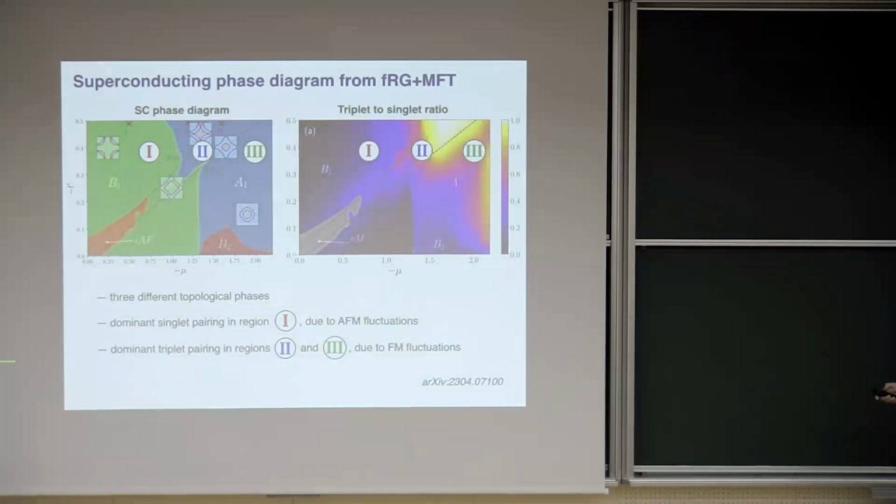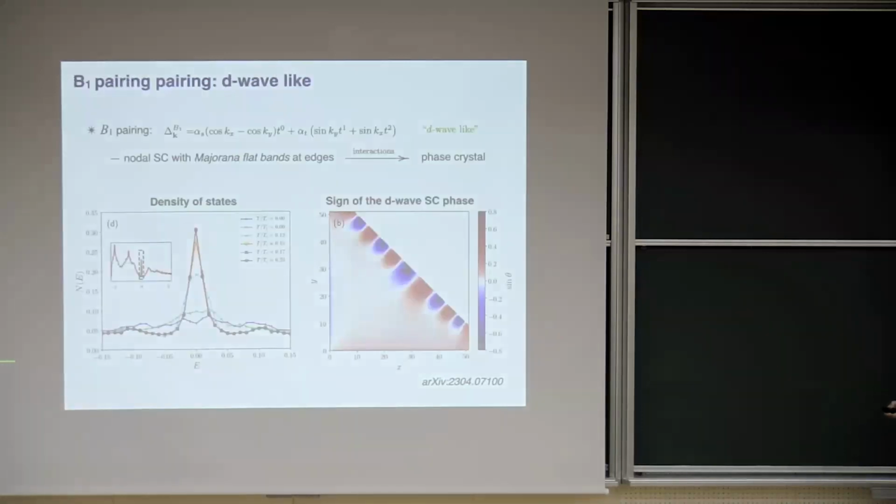Basically, in region 1, we have this P1 pairing. It takes this form, which is the form factor of this pairing symmetry. Here we have a singlet part which has a D-wave form factor, cos kx minus cos ky, and we have a triplet part which has a P-wave form factor, sin ky, sin kx. But the singlet one is dominant here, so it's like a D-wave superconductor.